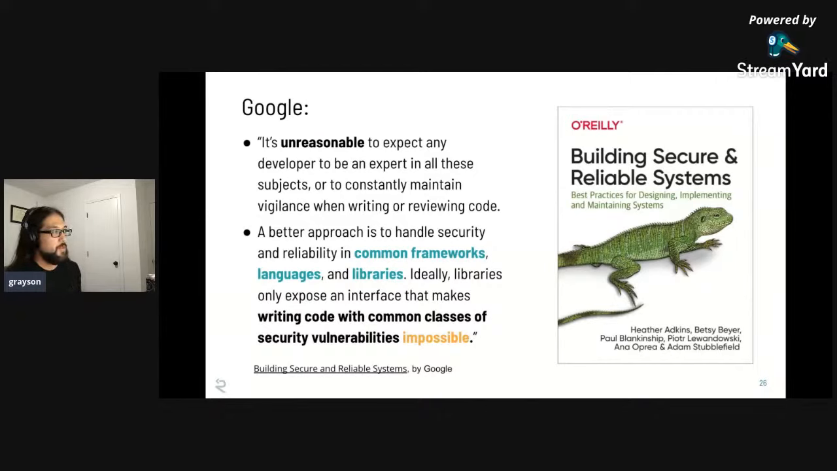It's unreasonable to expect any developer to be an expert in all these subjects or to constantly maintain vigilance when writing or reviewing code. A better approach is to handle security and reliability in common frameworks, languages, and libraries. Ideally, libraries only expose an interface that makes writing code with common classes of security vulnerabilities impossible. So the gist here is that humans are fallible and they forget things and they do things wrong sometimes. And so instead of trying to get them to remember everything, let's help them out by making the tools safe by default.